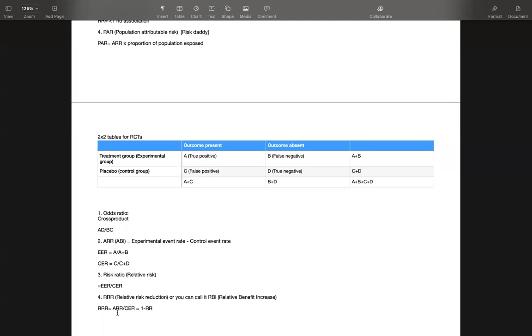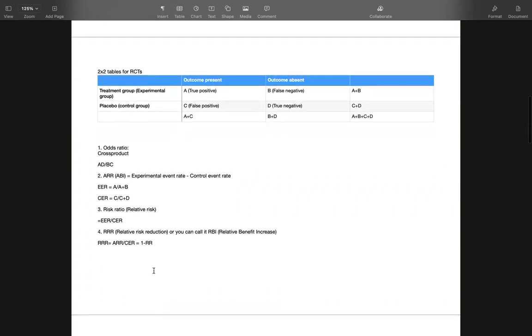What was ARR? ER minus CER divided by CER. So if we just calculate it, it can lead to it is equal to 1 minus RR. Okay, so basically, you should know all these formulas.